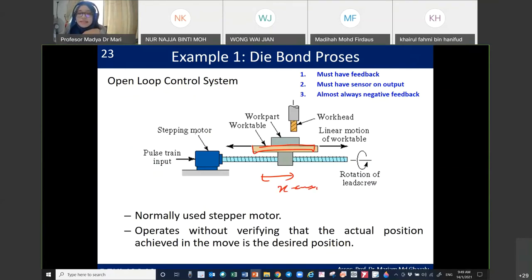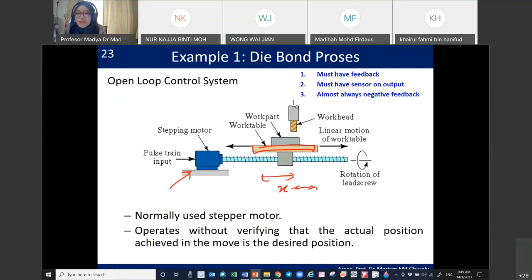It's connected to a stepper motor over here, so it's going to move accordingly. You can move it accordingly by using the stepper motor. A stepper motor is quite accurate, so therefore this is really an advantage if you use this.